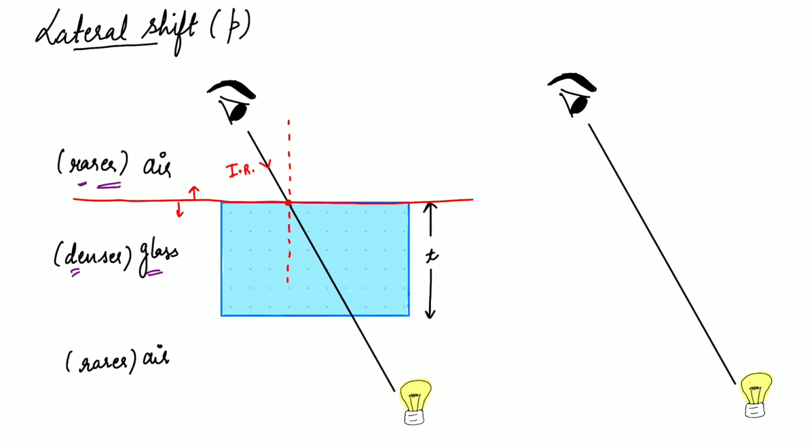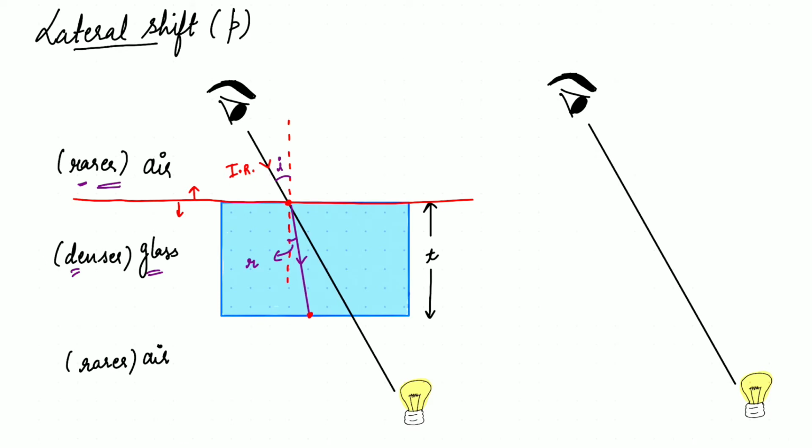So basically your light ray is going to bend towards the normal. I hope you guys can see that, right? Let me say this is your angle of incidence and this will be your angle of refraction here. Yes, I hope you guys can see that, right? Great.